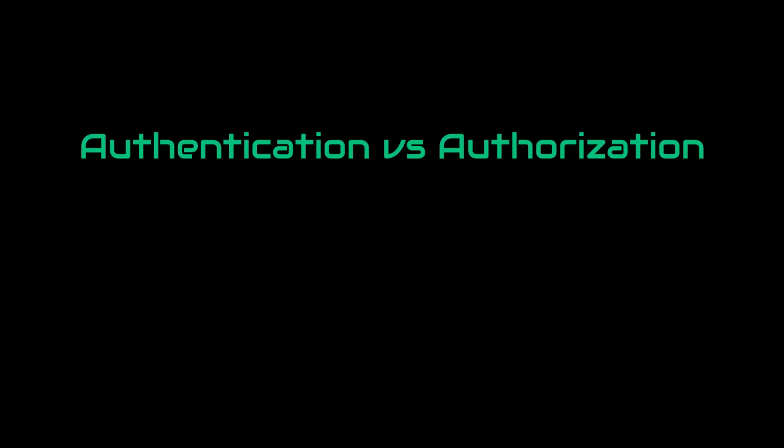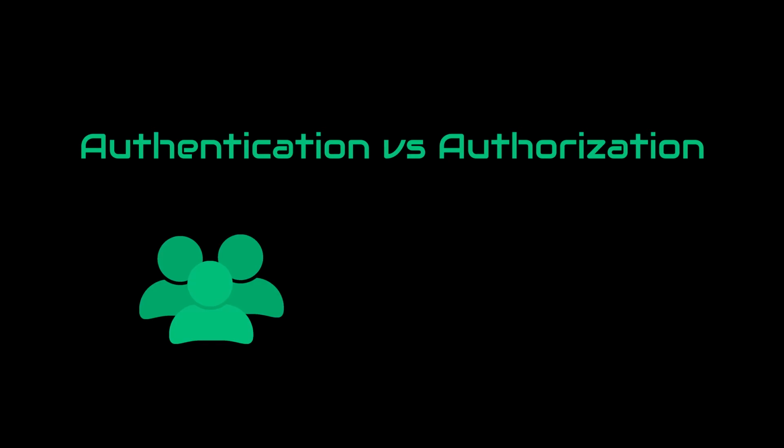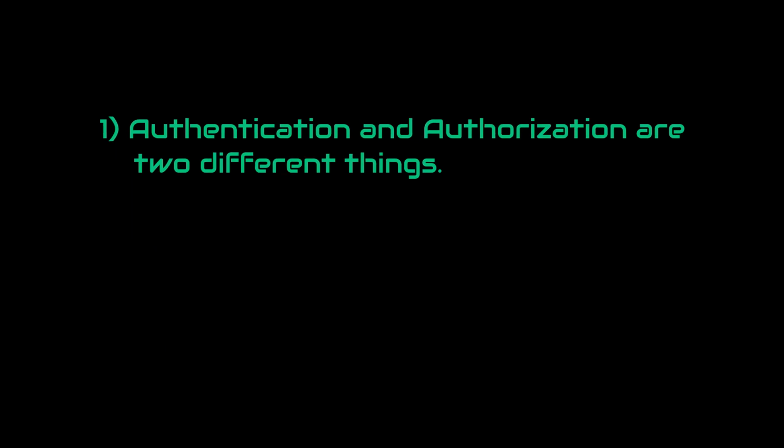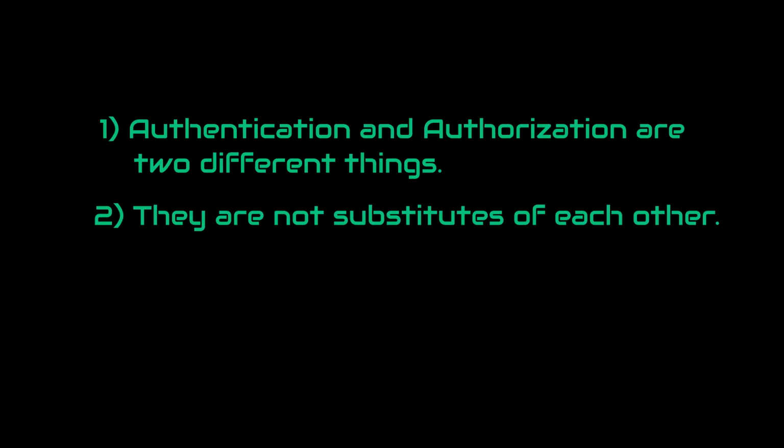In short, authentication checks that a person is who they say they are, while authorization checks if that person has permission for certain entities. Now let's look at that in detail. First off, authentication and authorization are two different things. They are not substitutes of each other, and they both have a crucial role in security.